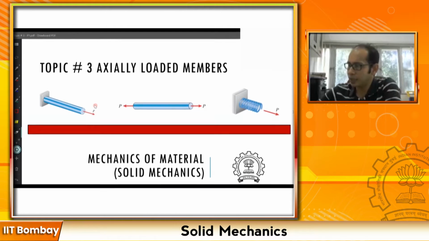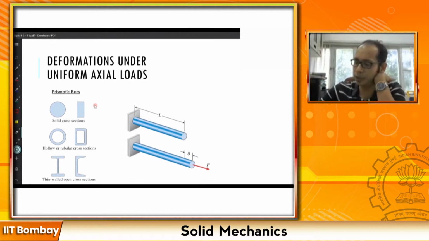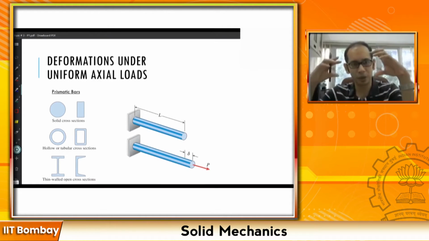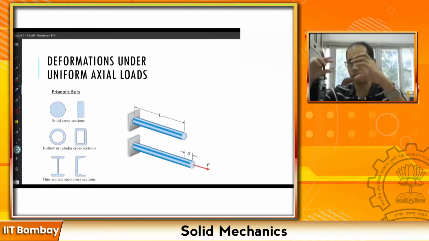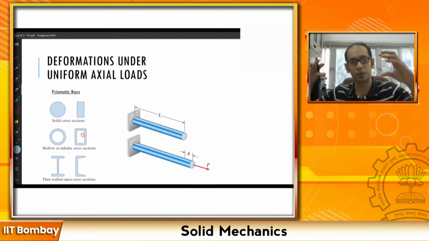Now, getting into this topic, first we are going to look at prismatic bars. If you don't remember, prismatic bars are bars in which the cross section remains the same along the length. That cross section can be anything: solid, circular, rectangular, hollow, and so on. The things we are going to derive are valid for any kind of cross section as long as the bar is prismatic, meaning the cross section is the same across the length.